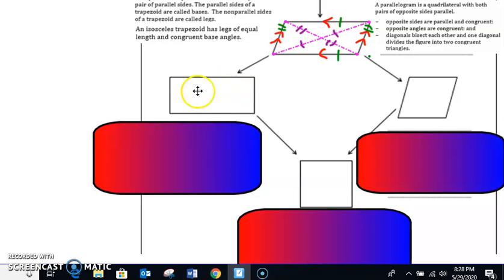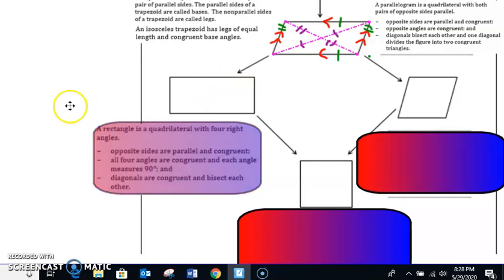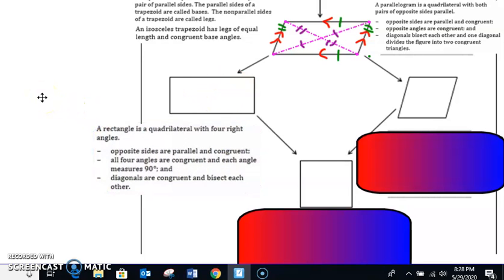So looking at this shape on the left, you should recognize that's your rectangle. A rectangle is a quadrilateral with 4 right angles. So all 4 of these angles are 90 degrees. The opposite sides of a rectangle are parallel and congruent.